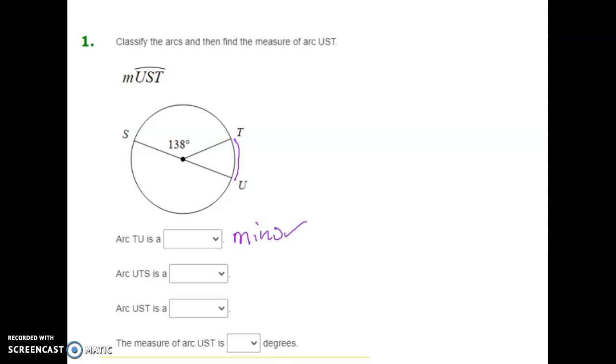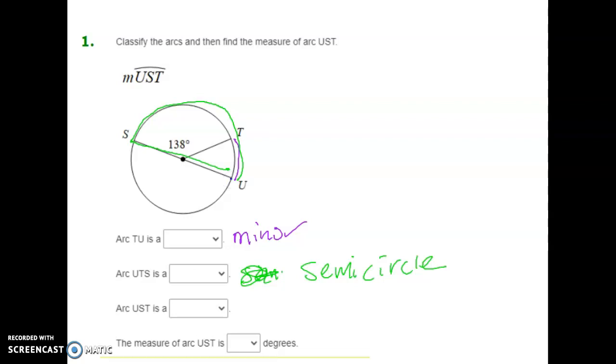UTS does have three letters, so it could be a semicircle or a major arc. However, it goes halfway around the circle, the two ends of the diameter, so that's definitely going to be a semicircle. All right, and UST, last color, blue.